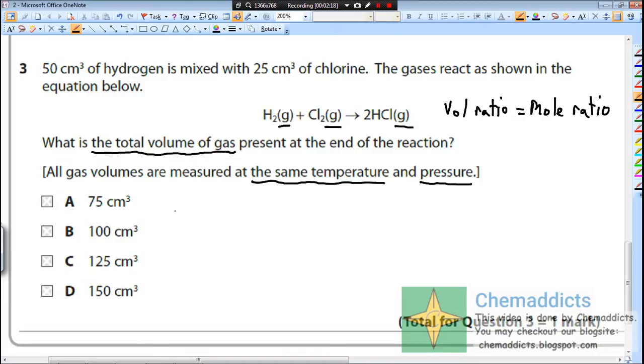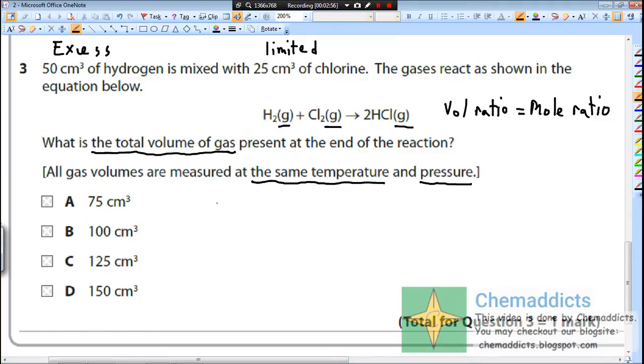So at first we need to find, if you have noticed, that the volume of chlorine used is this much. So this is limited, since this volume is smaller than this one. So chlorine is in limited amount, and hydrogen is in excess amount. Okay.